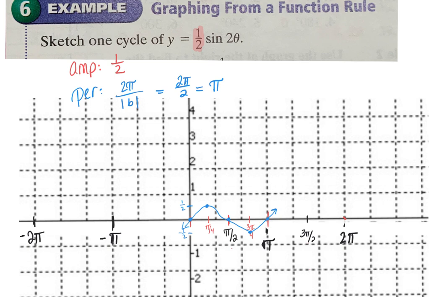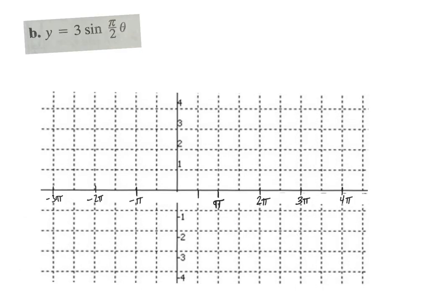All right, so I want you to try one of these. I actually want you to try B. 3 sine of pi over 2 theta. All right, let's go over these. Amplitude. What's the amplitude of this? 3. So that means I'm going to go all the way up to positive 3 and all the way down to negative 3. Okay?